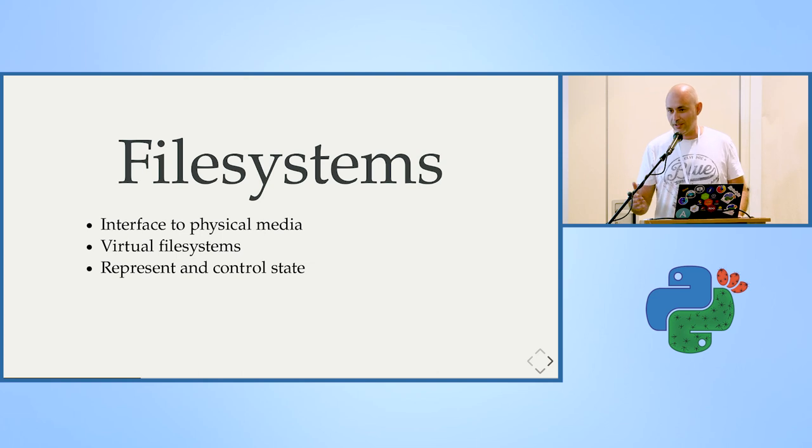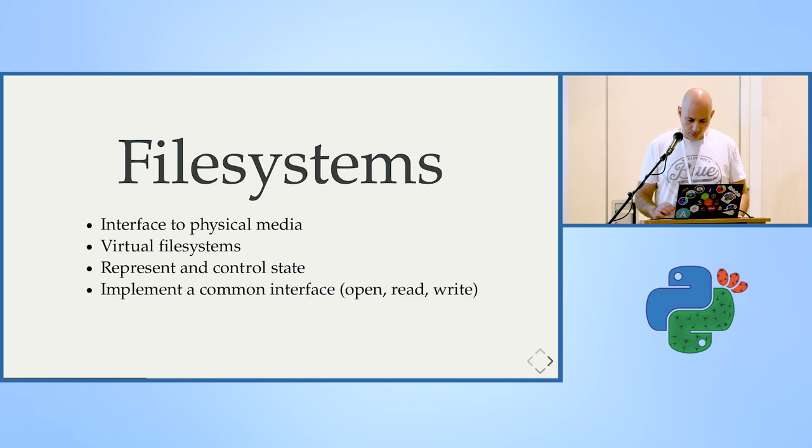How would we implement one? It's basically just an interface, right? An interface for common stuff that we all know: open, read, write, stuff like that. So in order to implement a file system, we just need to implement some common interface, and we're all set.